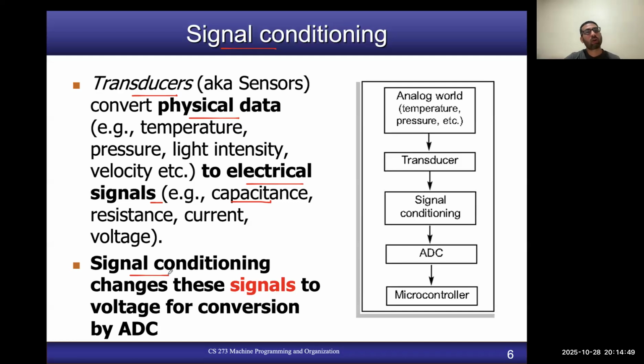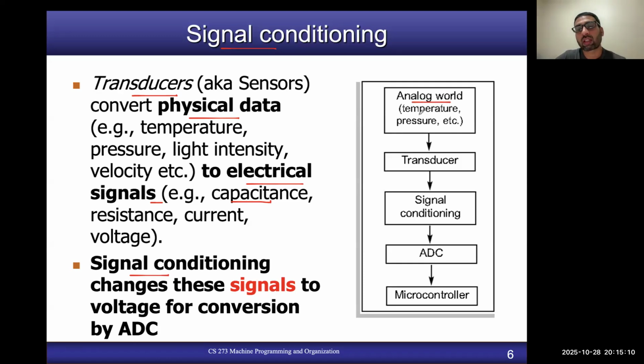We are not going to see how it is done because again, we are computer engineers, we are not electrical engineers, we are computer scientists, not engineers, you know. And we are not taking a course on electrical engineering, so we will not go in that direction, but you just need to remember what signal conditioning means.